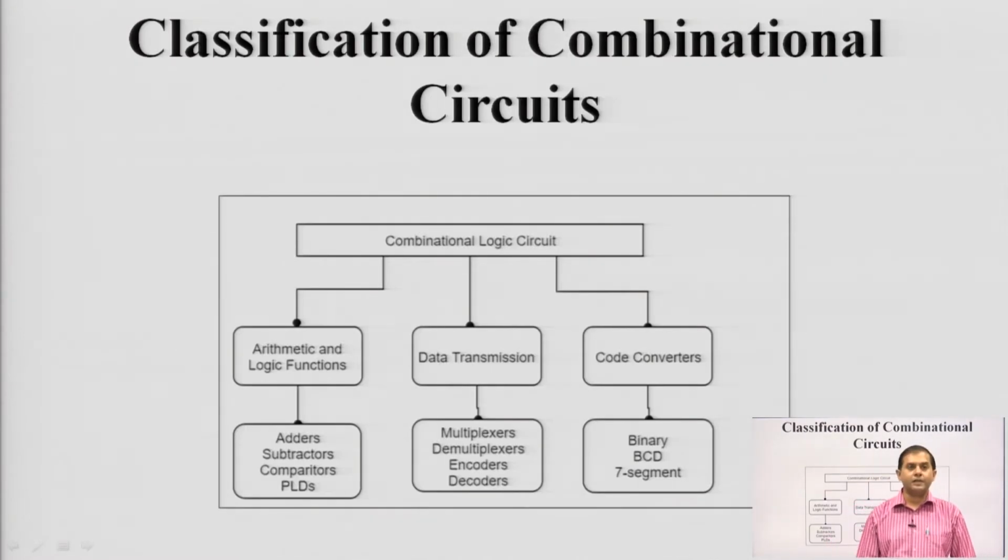Next, classification of combinational circuits. Combinational circuits can be categorized in three parts: for arithmetic and logical functions, for data transmission, and for code converters. Examples performing arithmetic and logical functions are adders, subtractors, comparators and PLDs, programmable logic devices. For data transmission, examples are multiplexers, demultiplexers, encoders and decoders. Examples of code converters are binary code converter, BCD code converter, and 7 segment code converter.